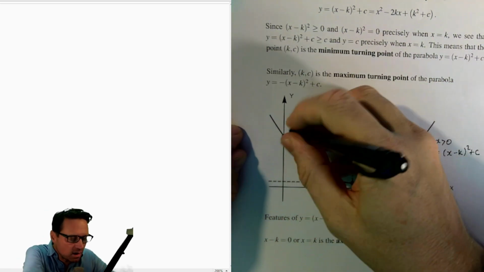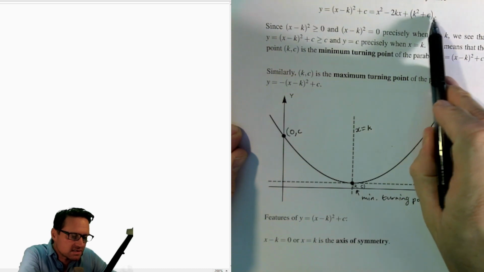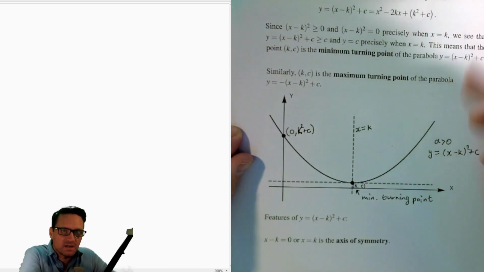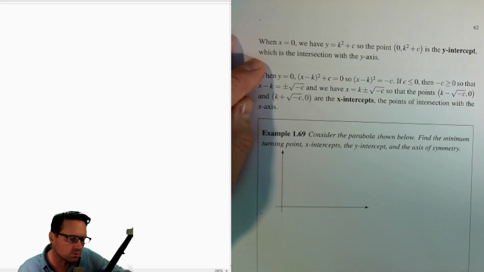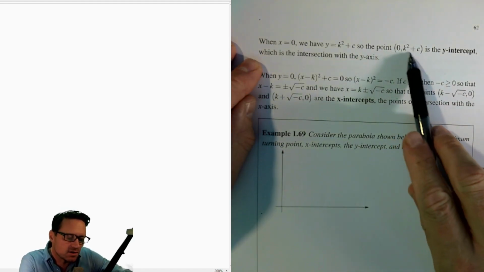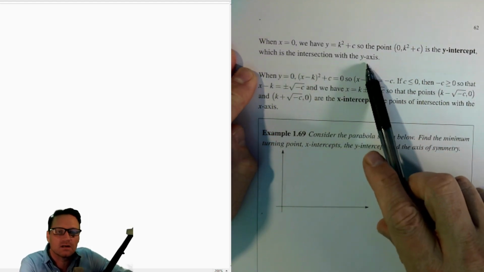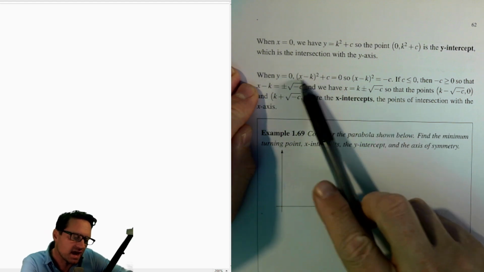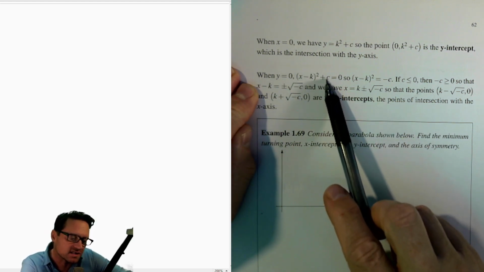Okay, so let's point out we have a y-intercept when x is 0, and in this case, it's k squared plus c in this form of the equation. So when x is equal to 0, we have y equals k squared plus c. So the point (0, k squared plus c) is the y-intercept, which is the intersection of our parabola with the y-axis.